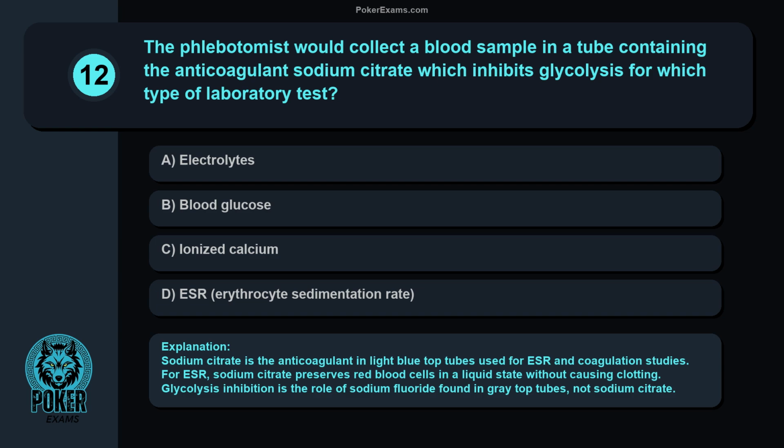Sodium citrate is the anticoagulant in light blue top tubes used for ESR and coagulation studies. For ESR, sodium citrate preserves red blood cells in a liquid state without causing clotting. Glycolysis inhibition is the role of sodium fluoride found in gray top tubes, not sodium citrate.